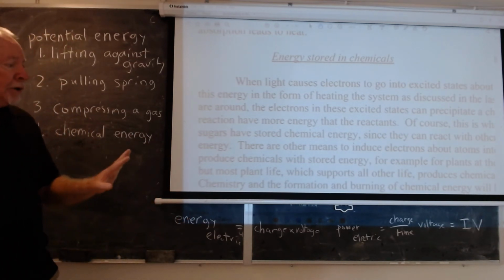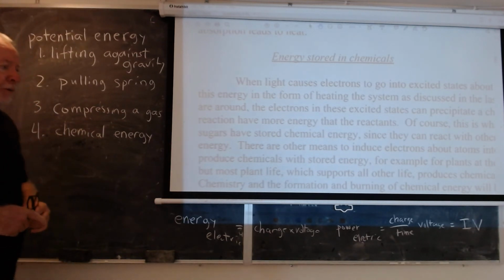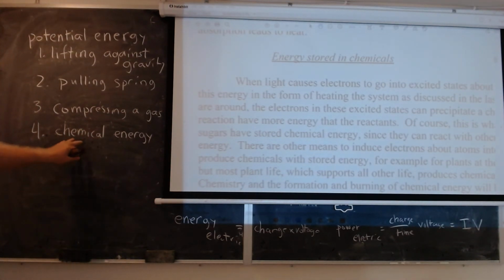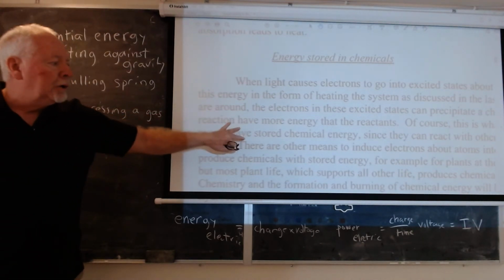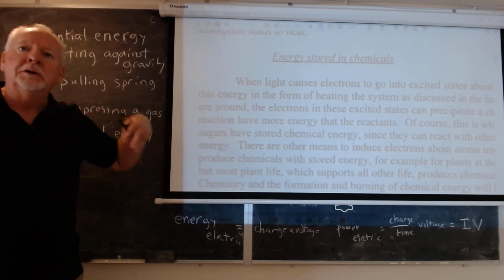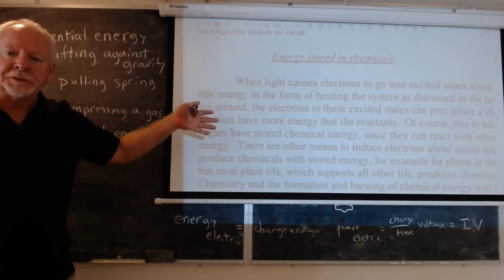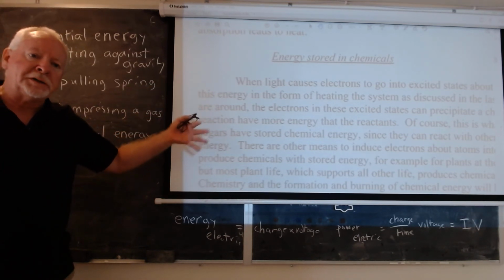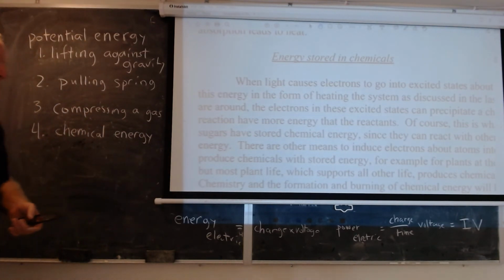I'm just going to leave it at that for now, because we're going to go over this again and again. Chemistry, of course, is a huge part of this. And so chemical energy is a form of stored potential energy, and in particular, the way it can occur is through sunlight exciting a molecule into an excited state in photosynthesis, which then induces a reaction with carbon dioxide to produce glucose. So chemical energy is a form of stored energy.